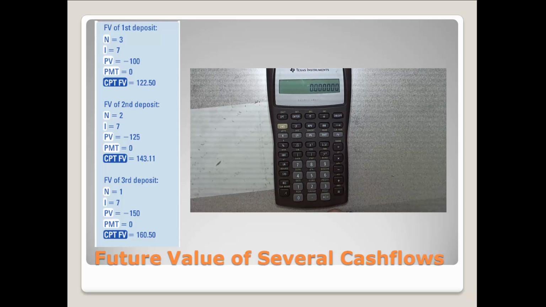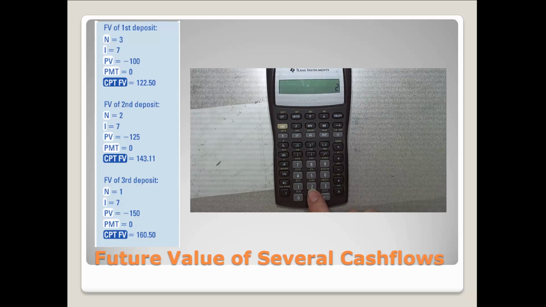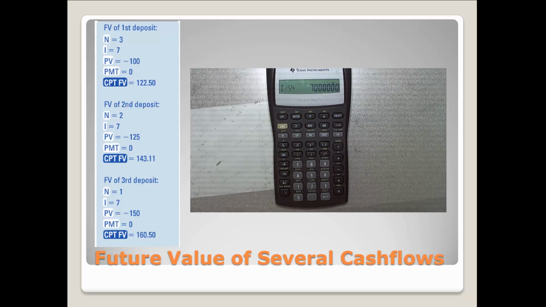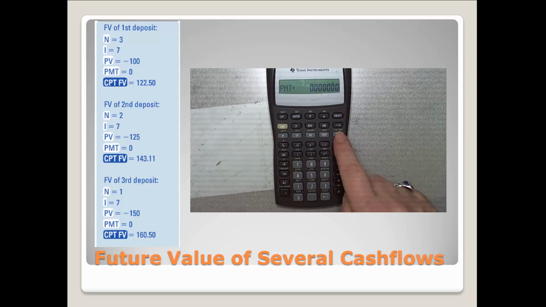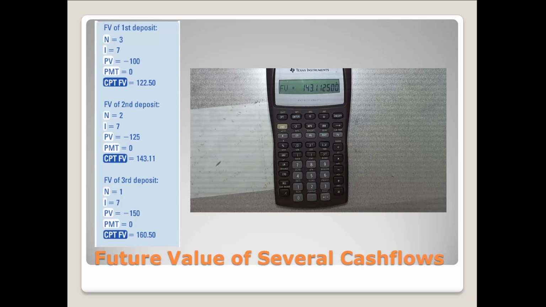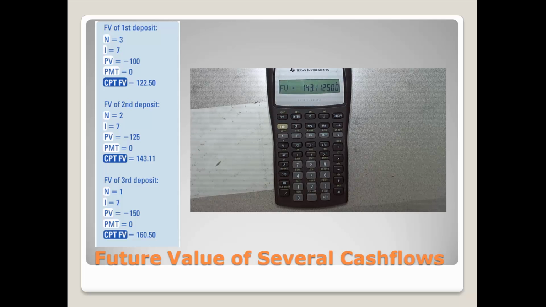Okay, so in the next payment, we're going to have $125, and we're going to hold that for 2 periods. So we have 2 N, same interest rate of 7 as I/Y. Present value is now 125 because that's the payment that we're analyzing. So we put that as a negative number into present value. There'll be no additional payments, and then we calculate future value. We end up with a future value of $143.1125 or $143.11.